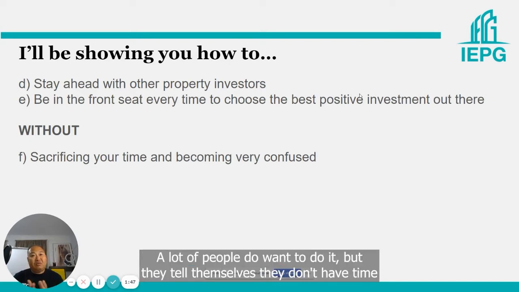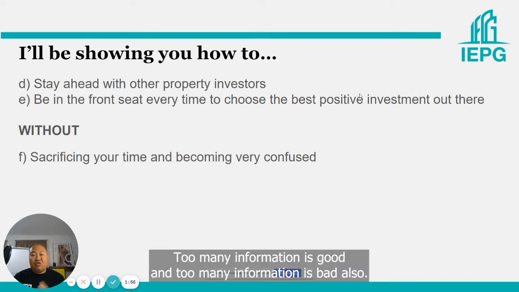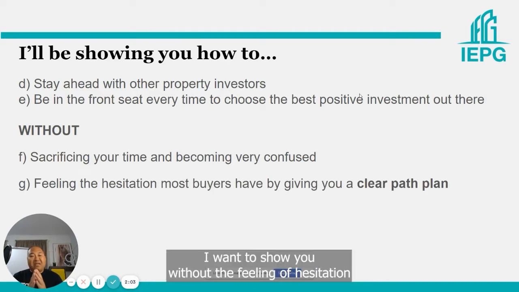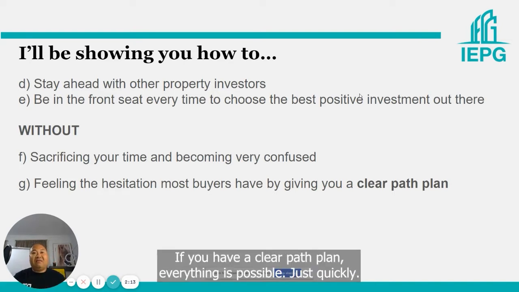A lot of people don't want to do it, but they tell themselves they don't have time, and they're very confused. With today's technology, too much information is good and too much information is bad also. And guess what? I want to show you, without the hesitation most buyers have, by giving you a clear path plan. With everything in life, if you have a clear path plan, everything is possible.